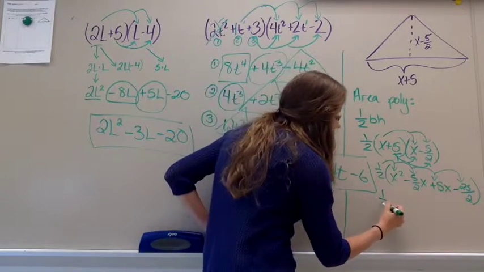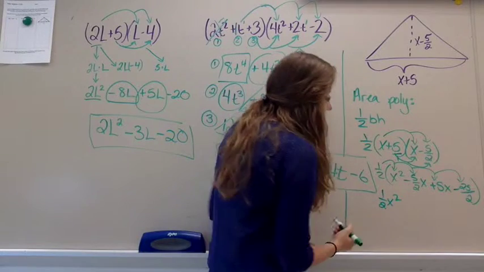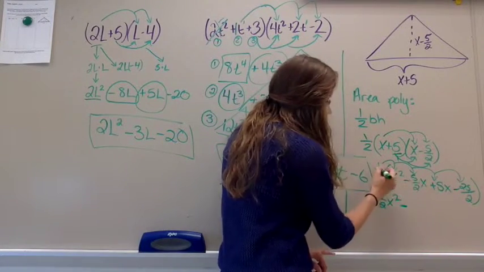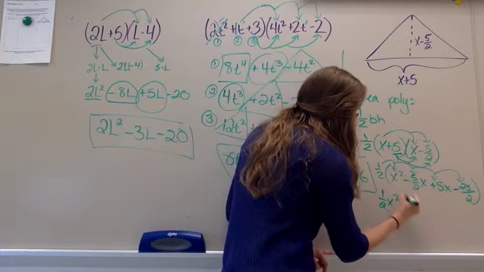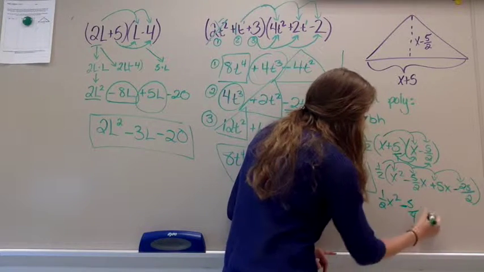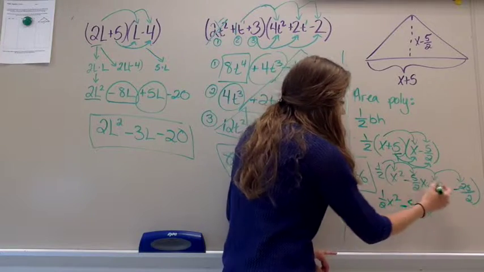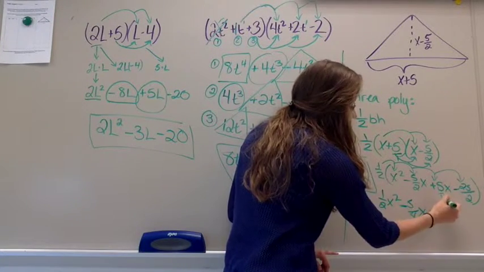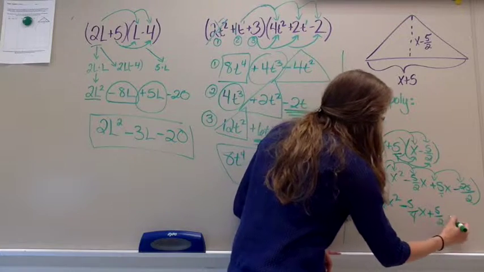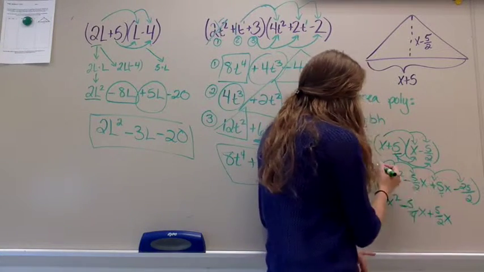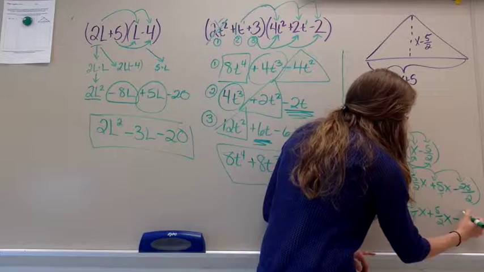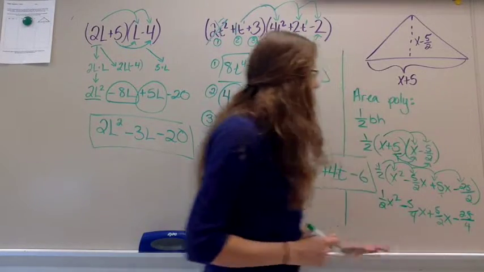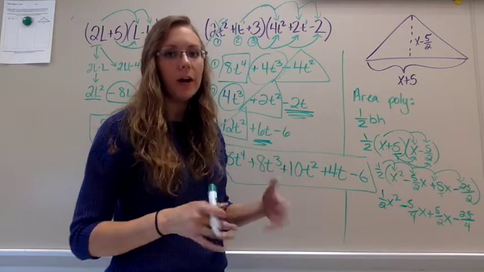So we're going to have 1/2 x squared. I'm going to multiply my tops. It's going to be negative, positive times negative. 1 times 5 is 5. 2 times 2 is 4. x. 1 times 5 is 5. 2 times 1 is 2. And then lastly, I'm going to have 1 times 25 is 25. And 2 times 2 is 4. So you can see now we're dealing with halves and fourths. We'll be fine. We can handle that.